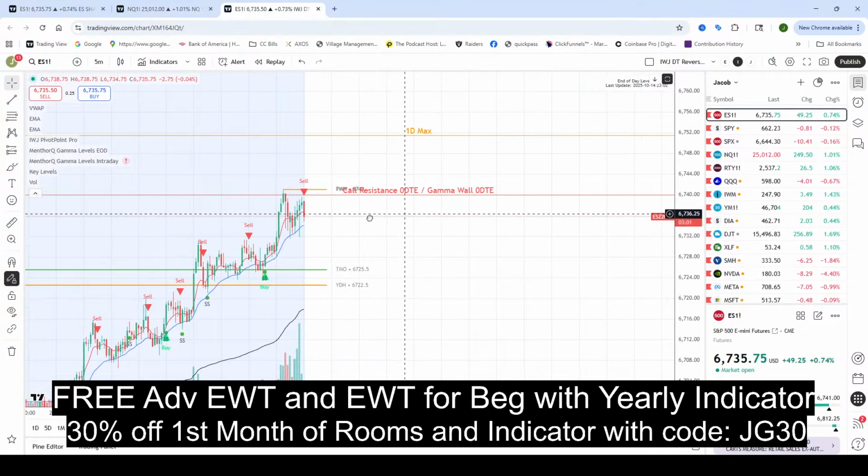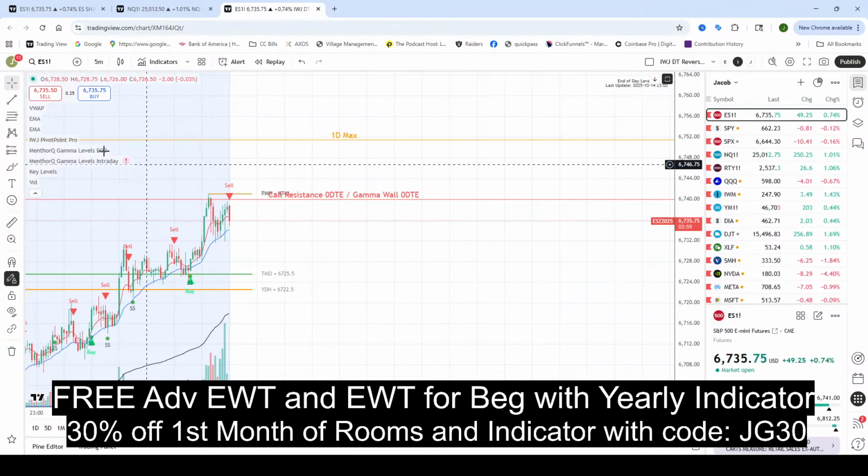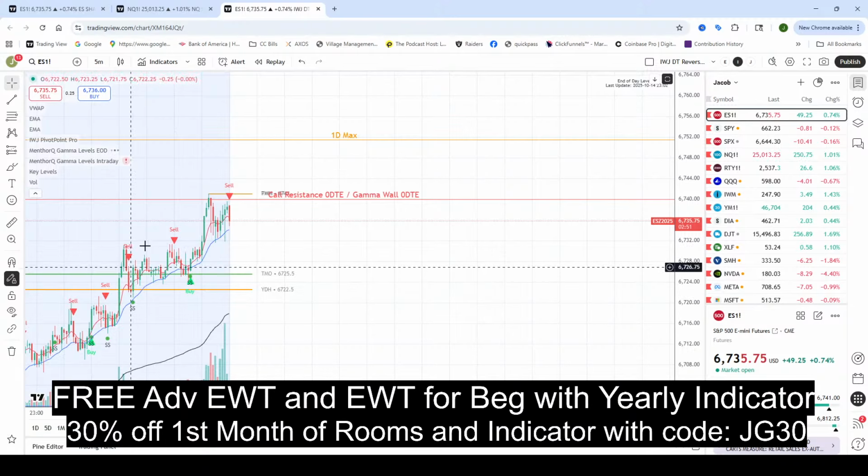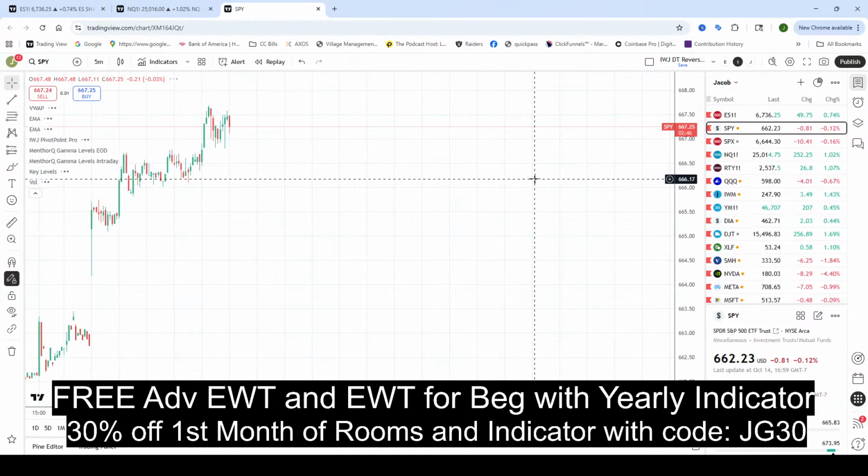If you are new, this is a TradingView only indicator. And what it does is it gives buys and sells at reversal points. This is all pre-market trading, the light blue over here. I'm on the ES right now. I'm going to go over to the SPY real quick so you can kind of see a little differently.